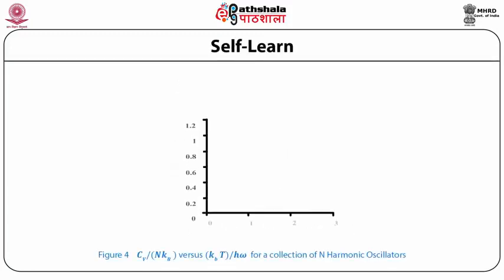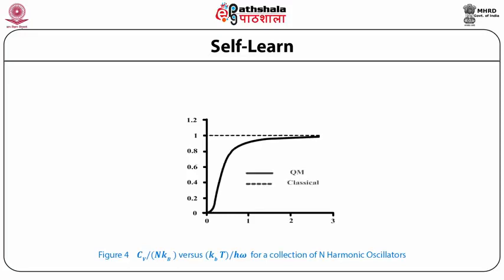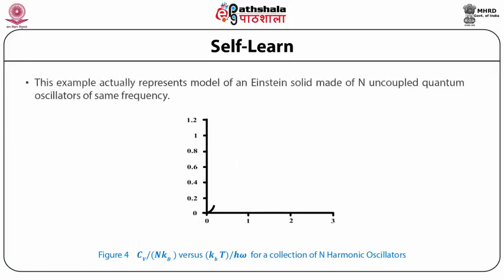Figure 4 here represents a graph between specific heat at constant volume divided by N kB versus kBT divided by ħω for a collection of N harmonic oscillators. Once again, one sees that the quantum mechanical results approach classical results when kBT upon ħω becomes large. This example actually represents the model of an Einstein solid made of N uncoupled quantum oscillators of the same frequency.